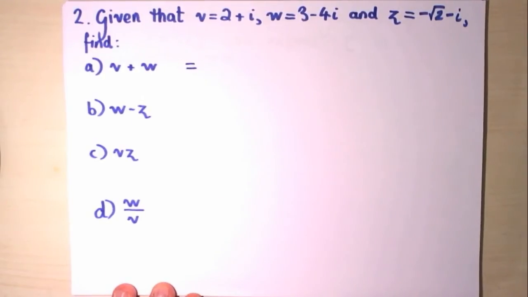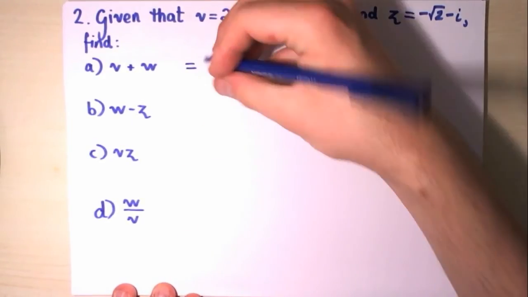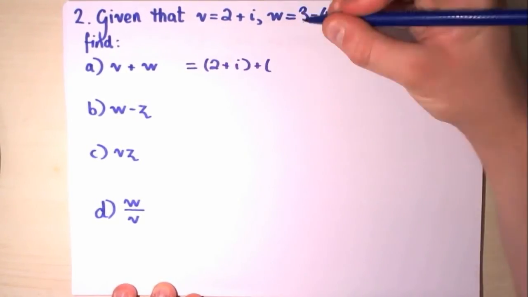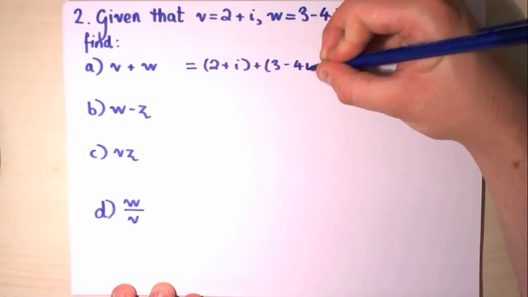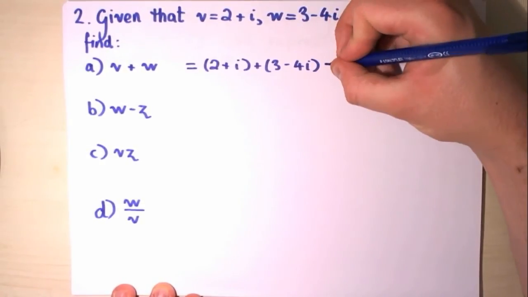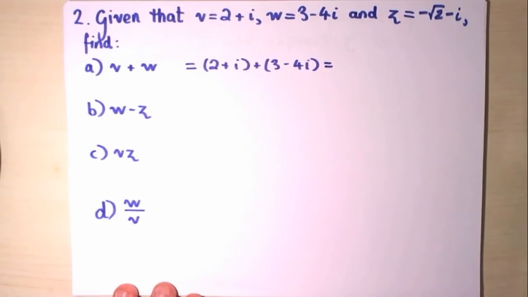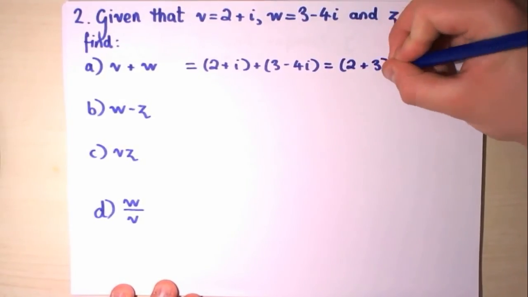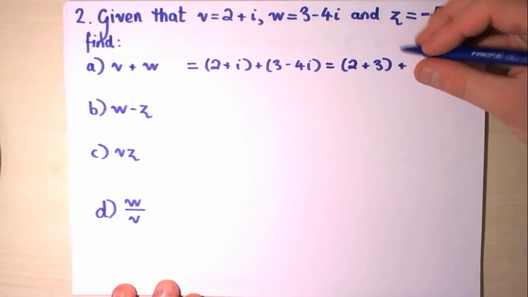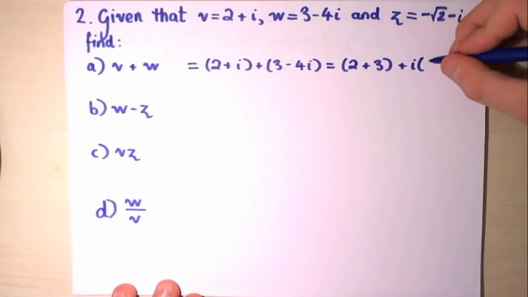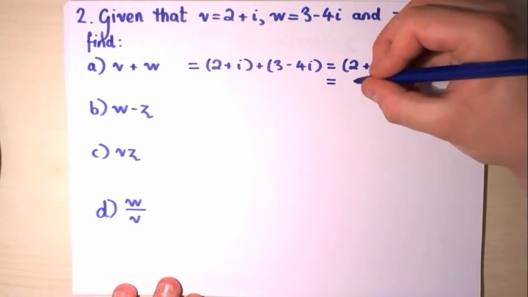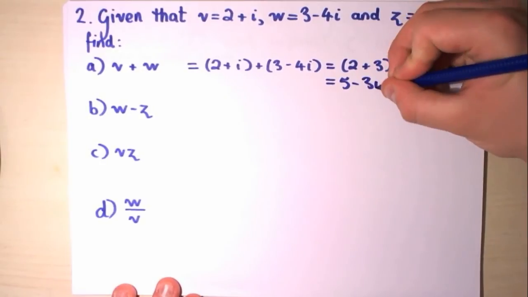If we want to evaluate v plus w, we just take the real parts and imaginary parts and group them together. So just writing out the whole thing in full first. Okay, so we have v plus w, and we just group together real and imaginary parts. So 2 plus 3 plus i times 1 minus 4, which gives us the answer 5 minus 3i.